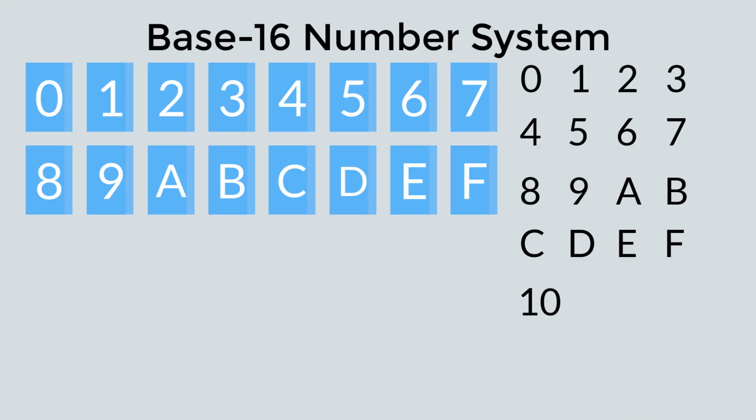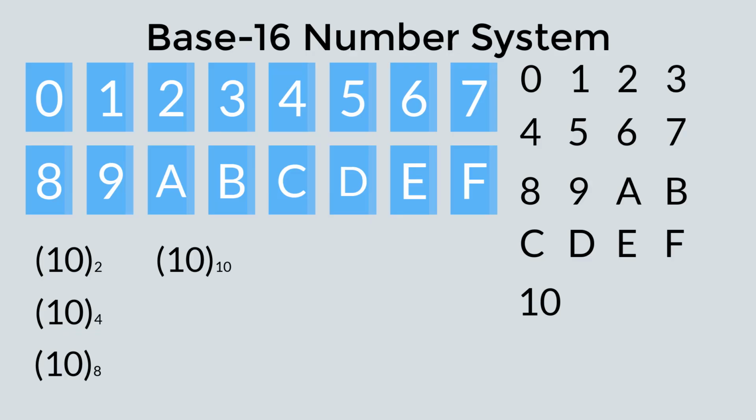In base 2, 1, 0 means 2. In base 4, 1, 0 means 4. In base 8, 1, 0 means 8. In base 10, 1, 0 means 10. In base 16, 1, 0 means 16. The written symbols can look the same, but the base tells us what quantity is actually being represented.